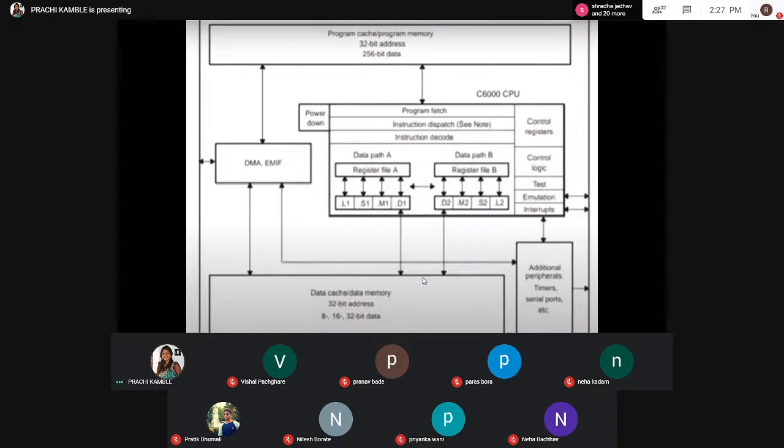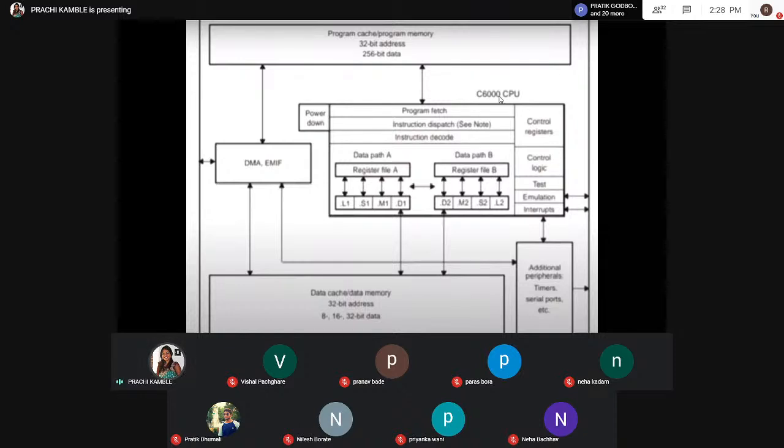Now let's look at the additional peripherals. Additional peripherals are timer, serial ports, etc. Here we can see the C6000 CPU family. This C6000 CPU family follows the VLIW architecture. VLIW means very large instruction word.